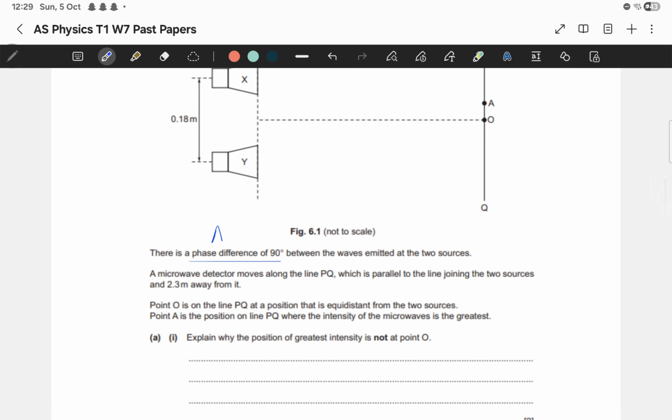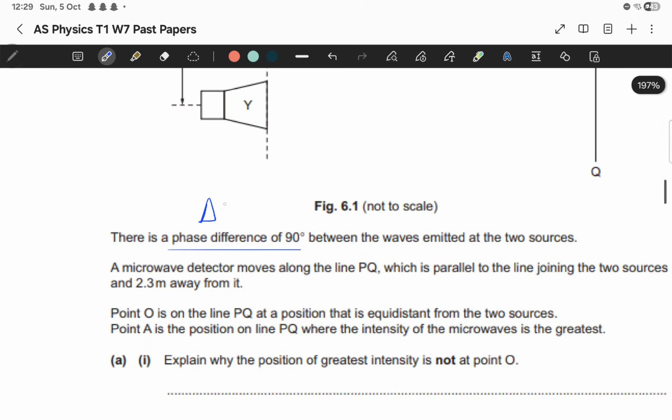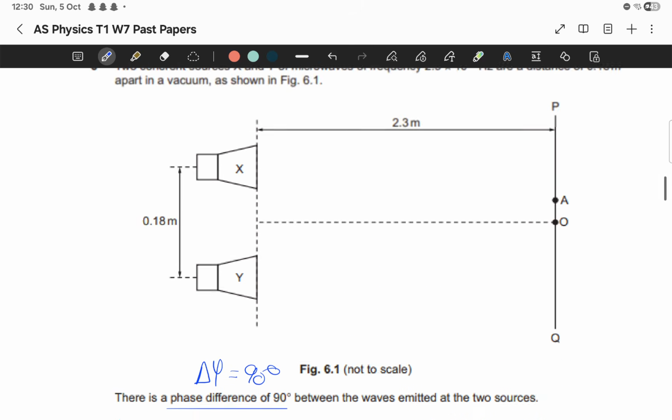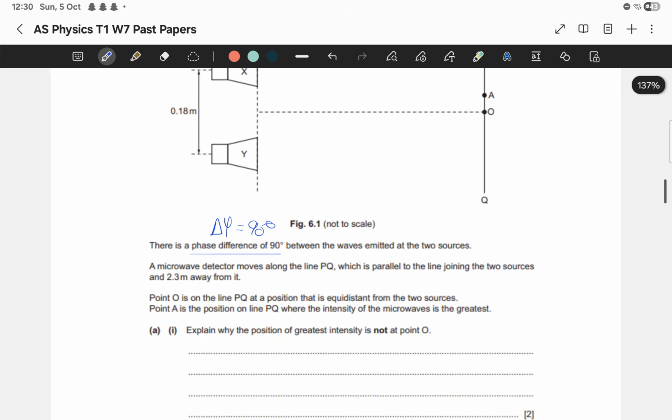So, phase difference is denoted by delta phi. Okay, you can also denote it like this, but I write my phi like this. They're both correct. Okay, so this is delta phi. Delta phi is equal to 90 degrees, just something we should know. A microwave detector moves along the line PQ, which is parallel to the line joining the two sources and 2.3 meters away from it. Okay, now, the detector is not in the figure, that's fine.